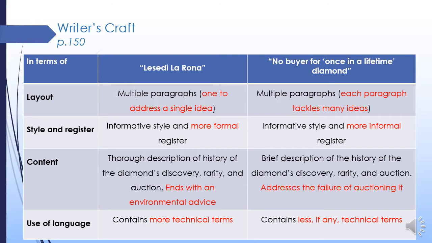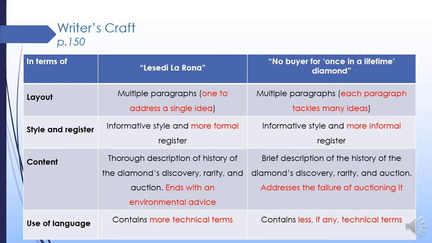The content of the first text was a vivid, thorough, clear description of the history of the diamond's discovery, how rare it is, and the auction it was made for. But this text ends with an environmental warning that this cannot go on forever.